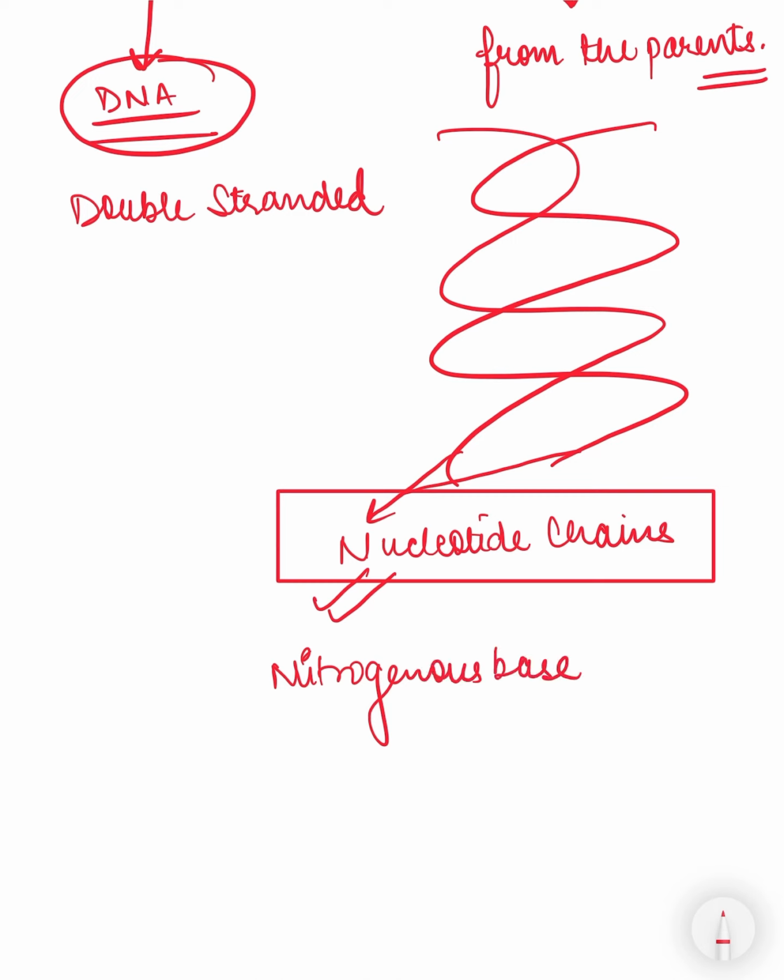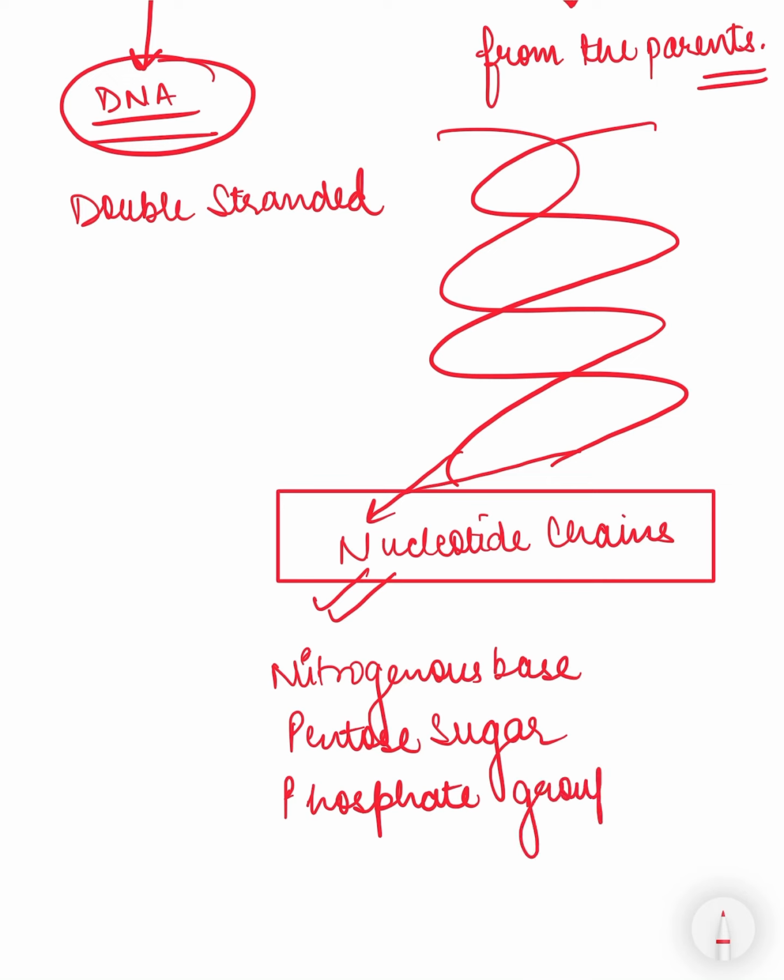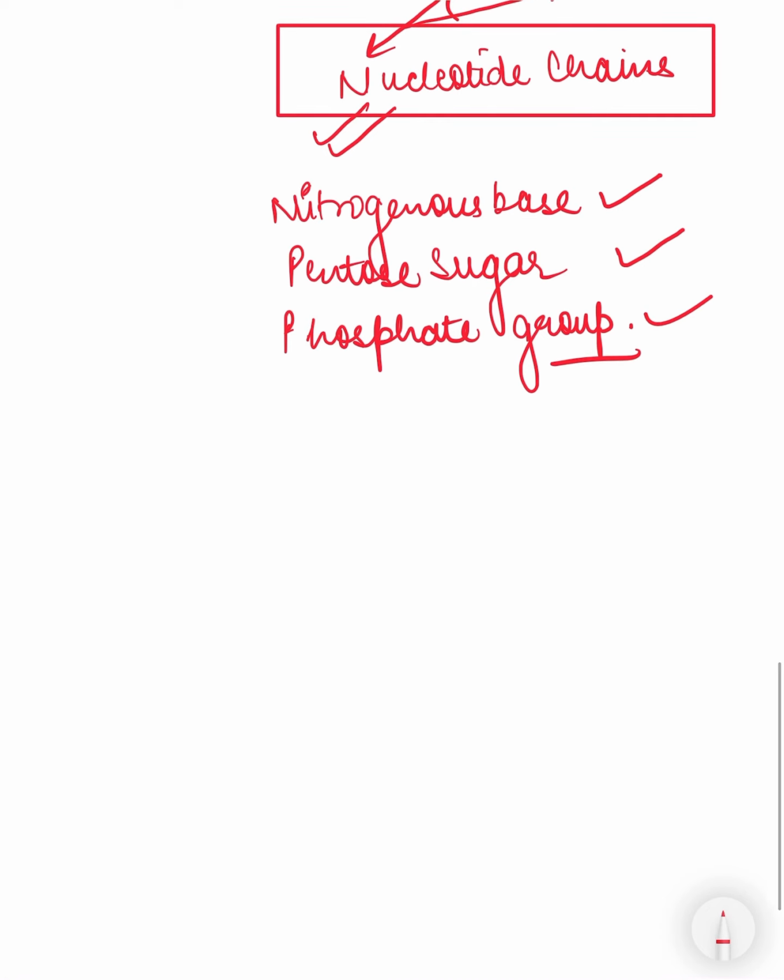It contains a pentose sugar of carbohydrate, and it contains a phosphate group. This is all about nucleotide chains. If you don't understand the nucleotide base or pentose sugar or phosphate group, now let me draw a structure of one nucleotide chain of DNA so that you can understand it in a better way.